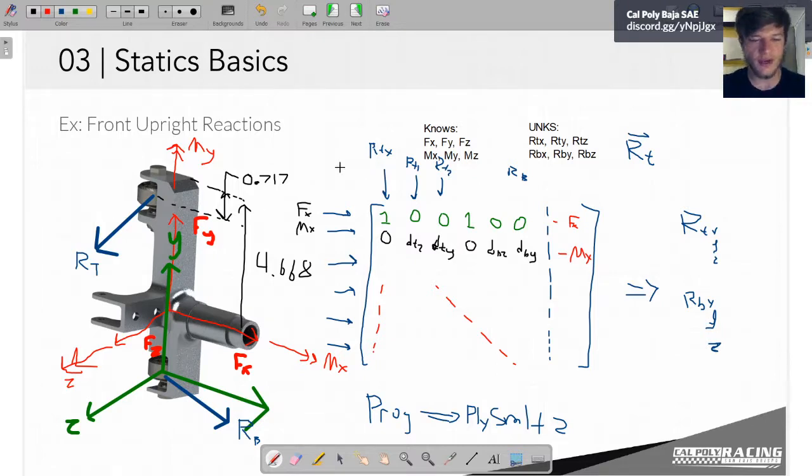Before I move on, I know that was a lot to cover about 3D equilibrium. Hopefully I captured all of it in one problem. But before I move on, does anyone have questions?